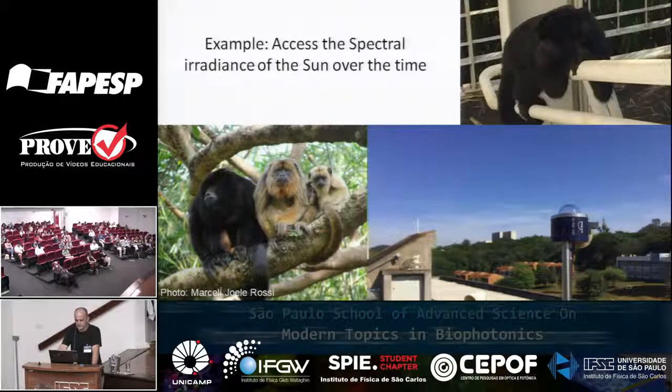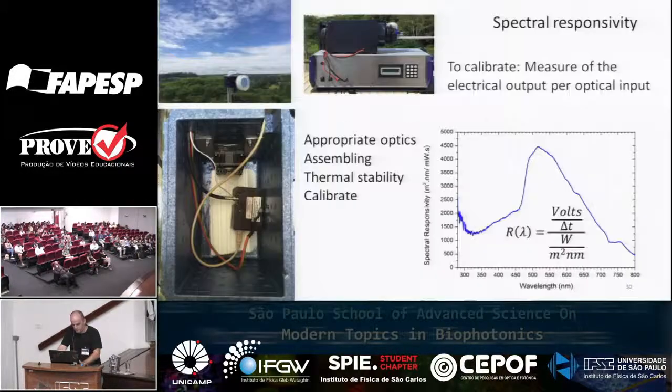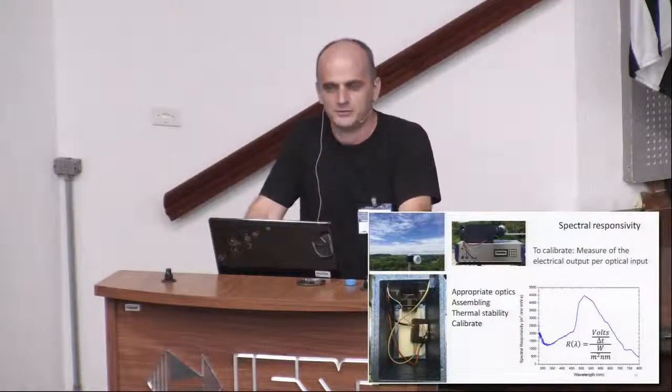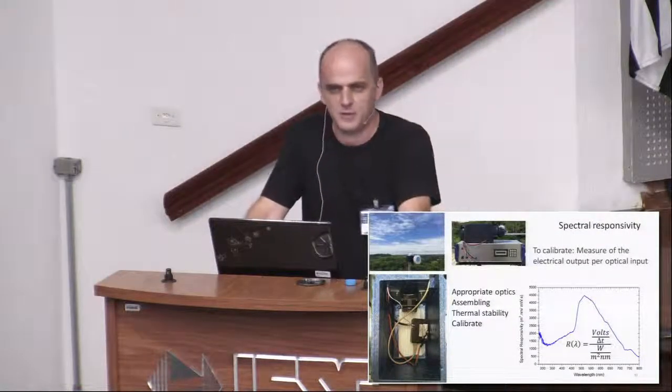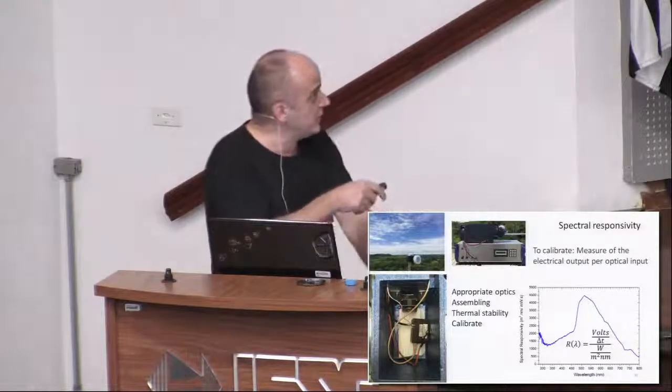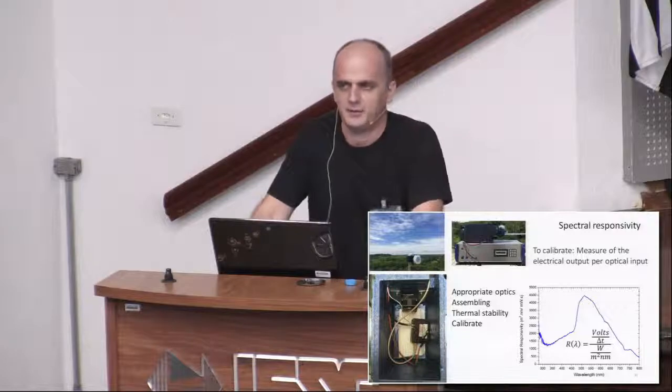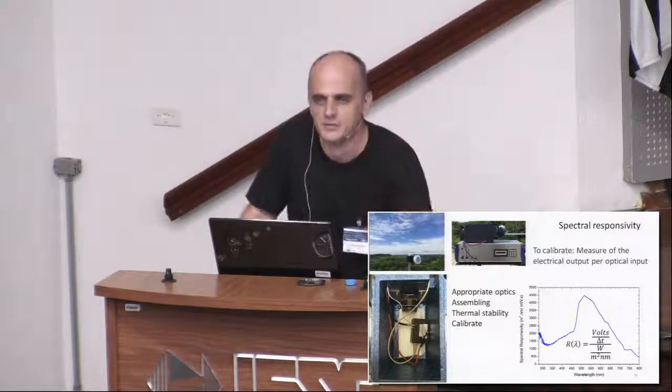To exemplify, we have to access the spectral radiance of the sun over time. The first problem is to access the roof. You have a control passport in my laboratory here. After you pass this control passport, you have access to the roof. You can construct your system, put the appropriate optical entrance, put the appropriate spectrometer, put the spectrometer in a thermal box, and stabilize your temperature, so you can calibrate your system.